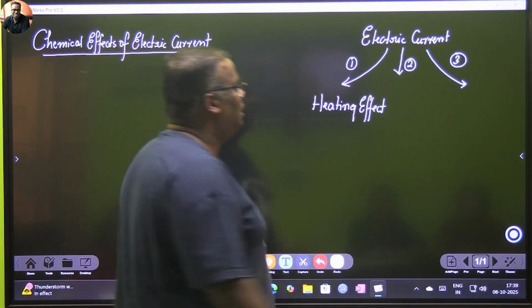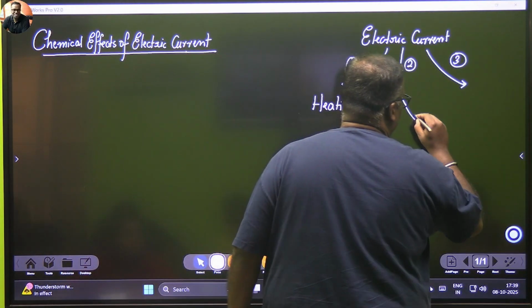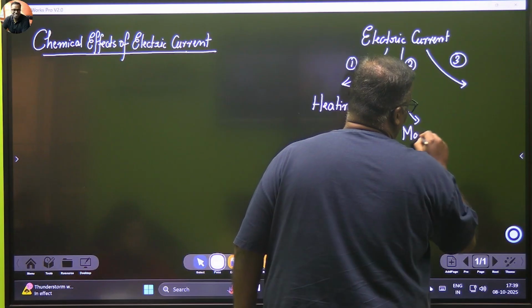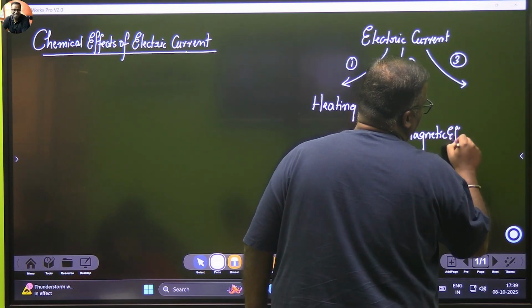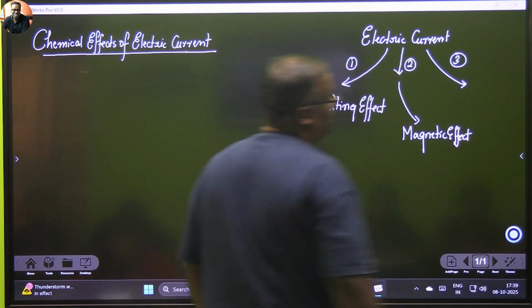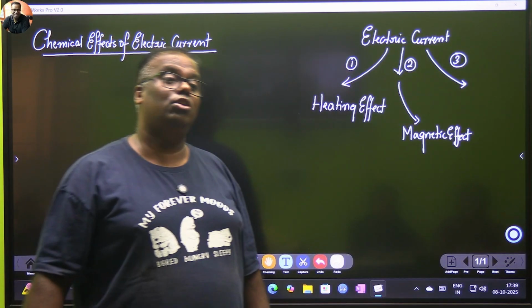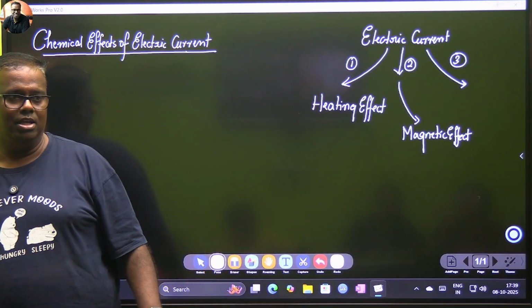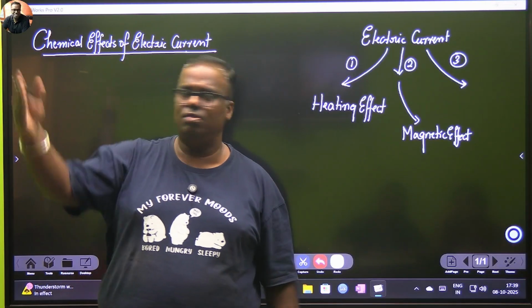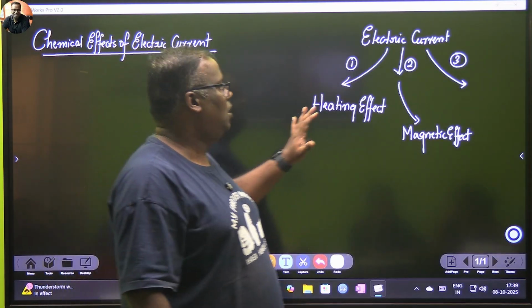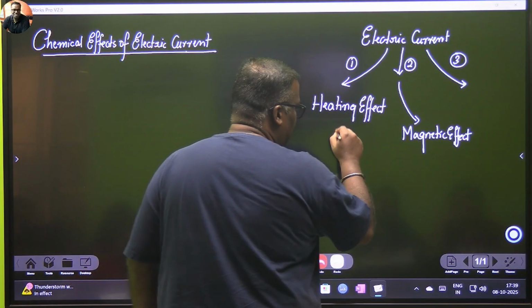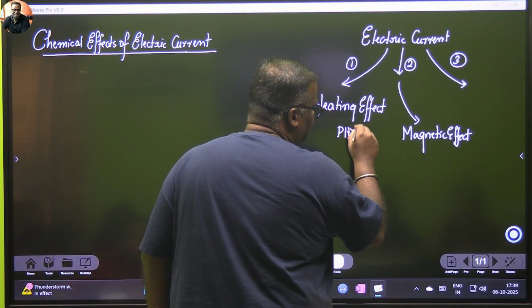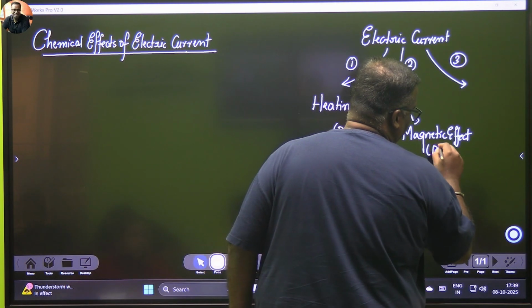Then the next one is known as magnetic effect. And this will eat your head a lot in grade 10 as well as grade 12. Through electricity, you can also create magnetism. Electromagnet, like the way we have our calling bell and other things. These first two effects are actually studied under physics.